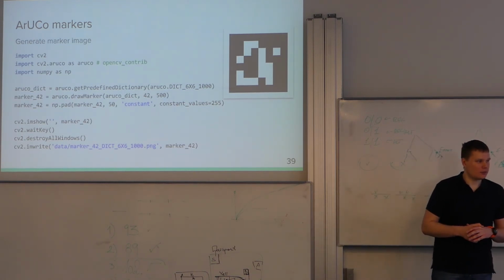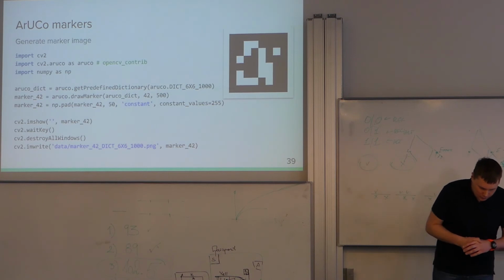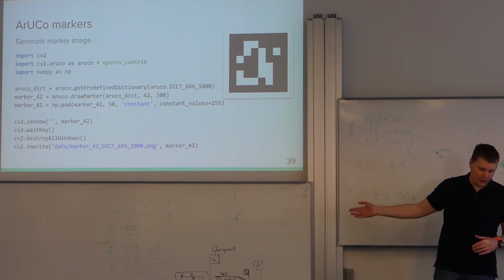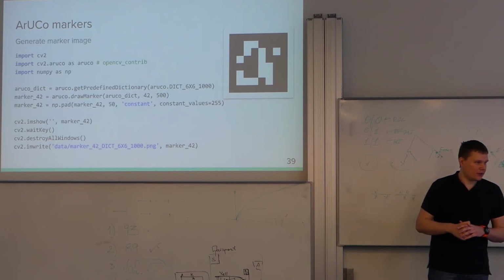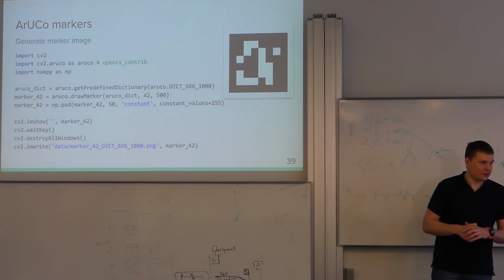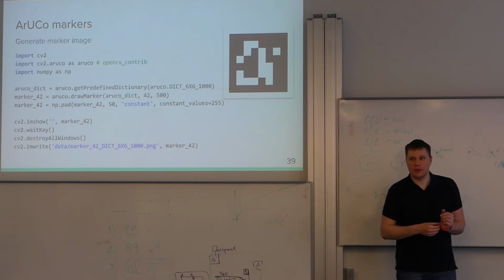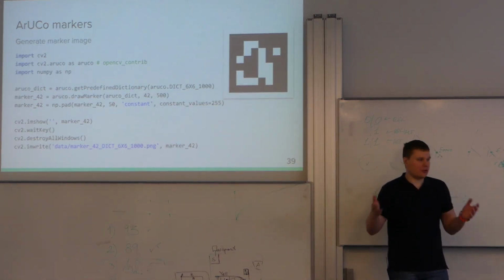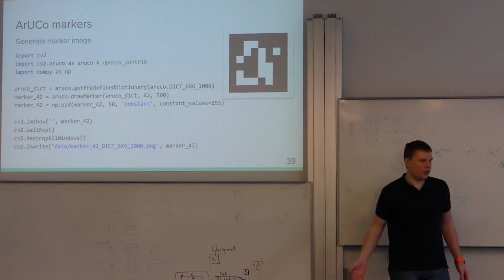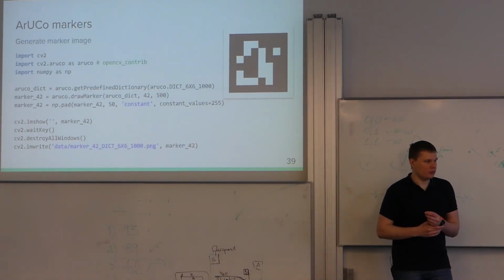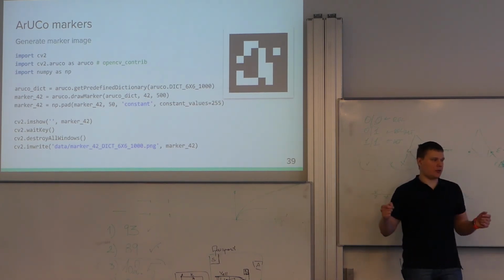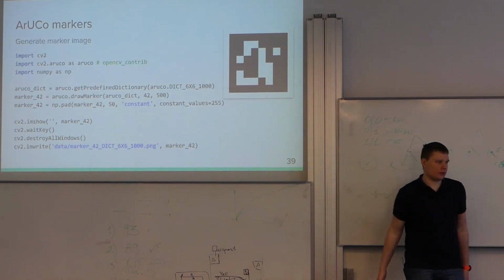Now the parameters for drawing a marker. The first of them is obviously the dictionary. The second is the ID of the marker. I decide the ID however I want. You can choose any ID from the dictionary, from 0 to 1000. And the third is the size in pixels of the marker.